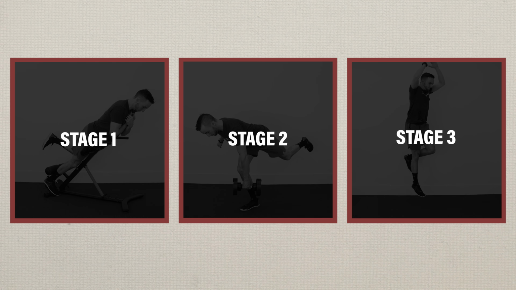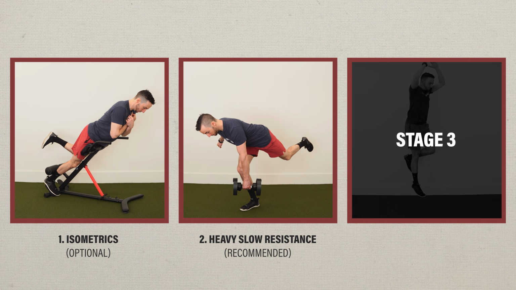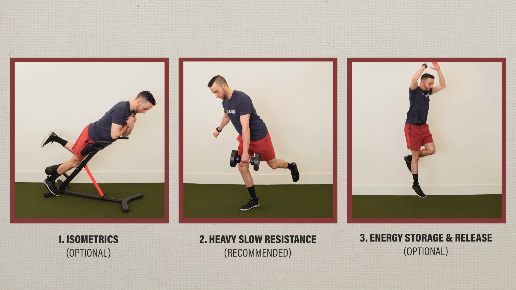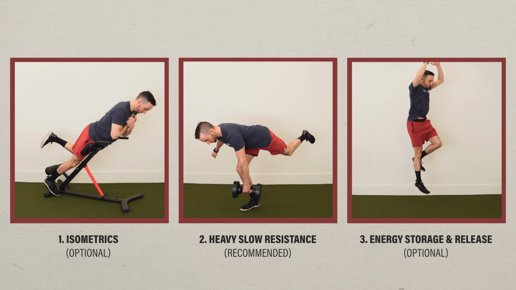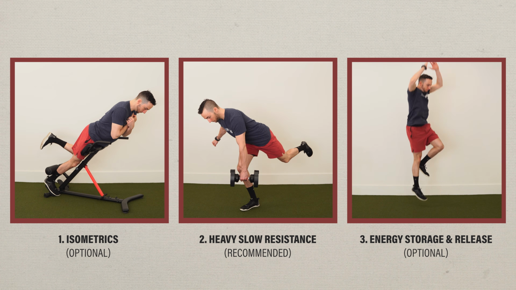Using this as a guideline, rehab will follow a 3-stage progression which gradually increases hamstring loading. It will start with isometrics, build up to heavy slow resistance through increasing amounts of hip range of motion, and if necessary for your goals, progress to jumping and plyometric exercises that prioritize a faster rate of loading.